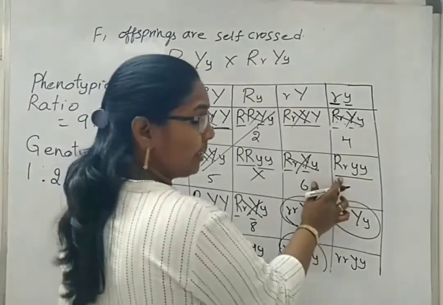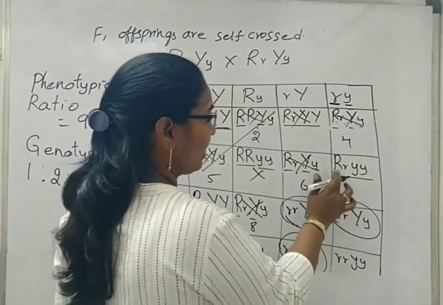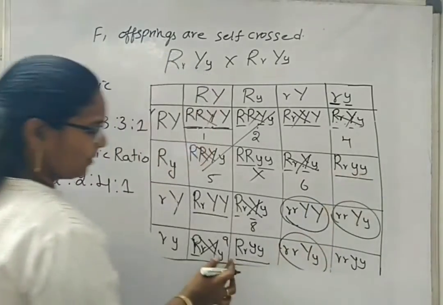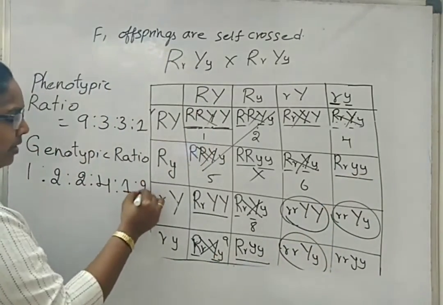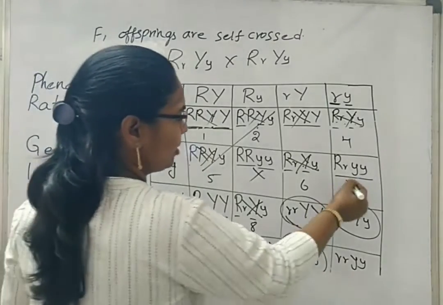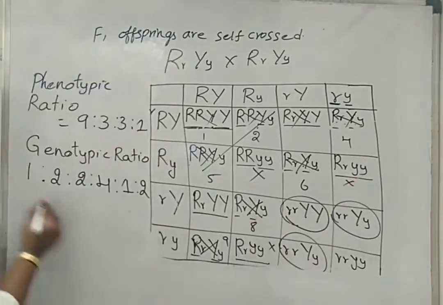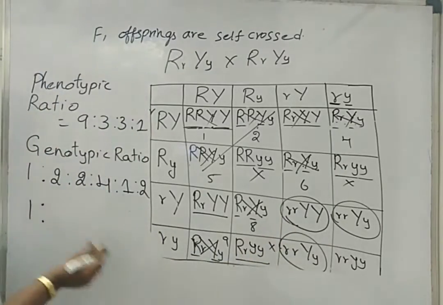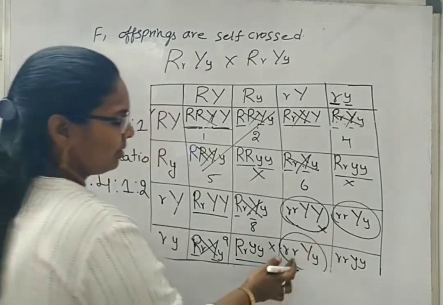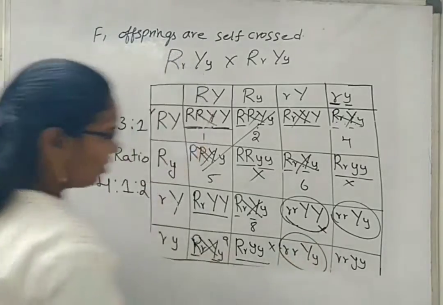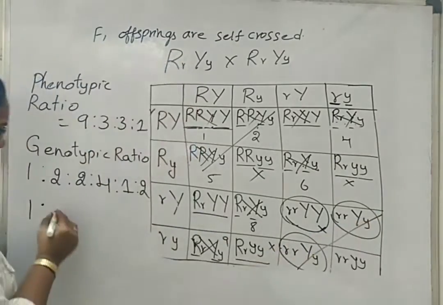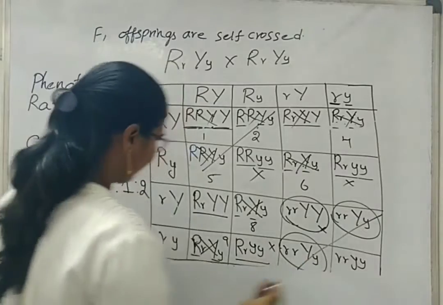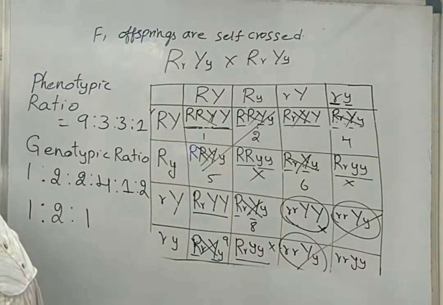Now, the genotypes, allele pairs, how are they? Capital R, small y, small y. So, again, these are 2 in number. So, this also we have finished. Now, coming to wrinkled shape. How many are small r, capital Y? Again, 1. So, this we have finished. Small r, capital Y, small y. How many? Again, 2 in number. Now, the last one is 1. With a wrinkled shape, meaning small r, small y, that is 1.